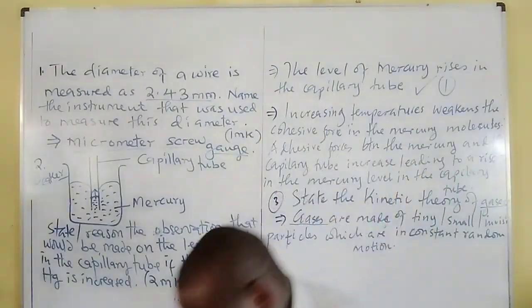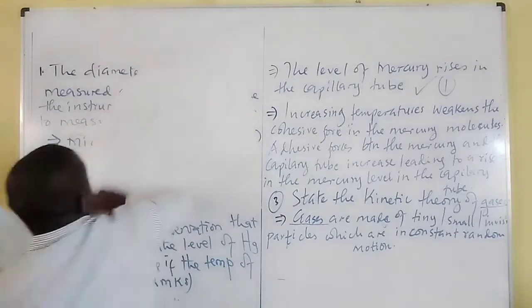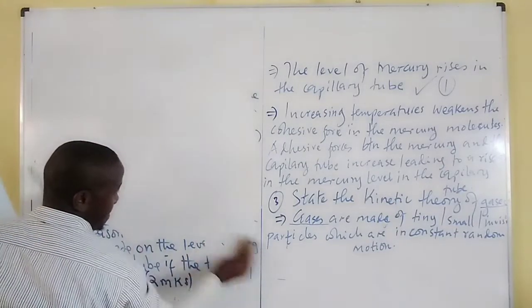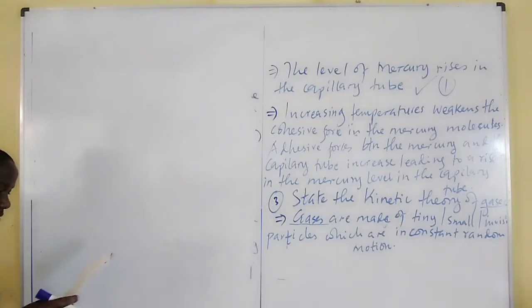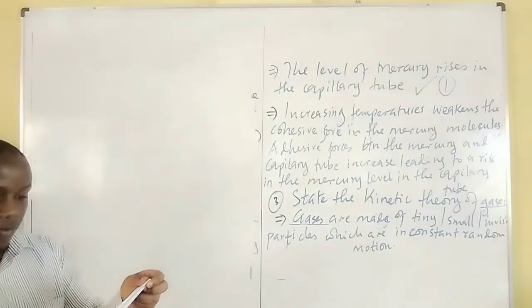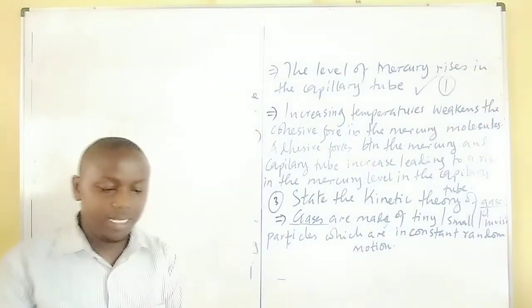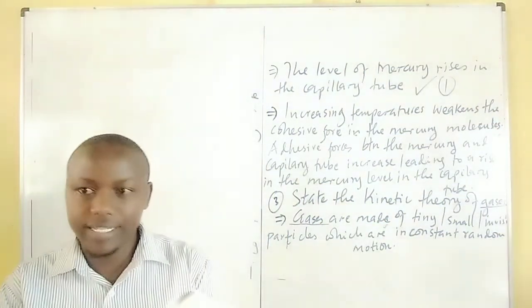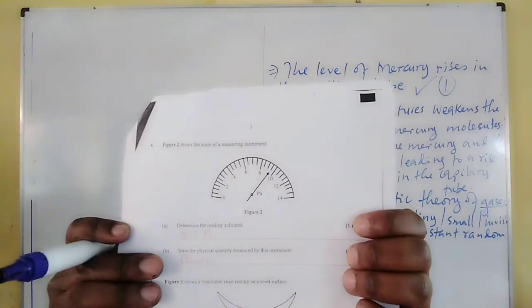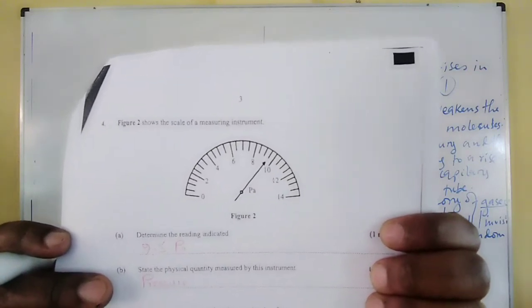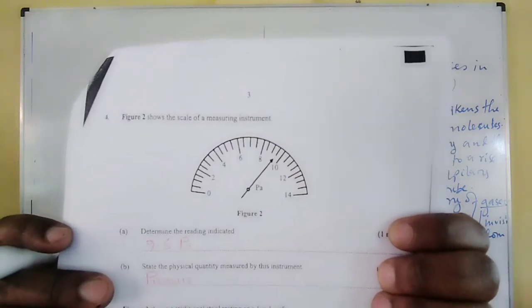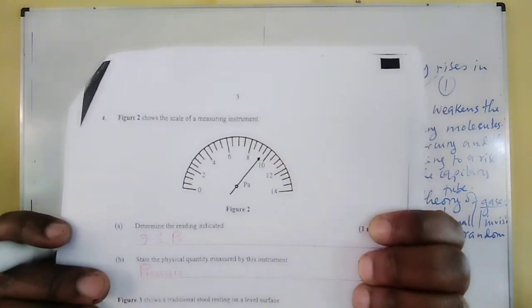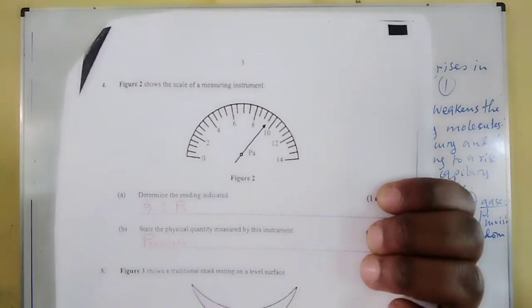So with that, we can now go to number 4, where we have a diagram. Figure 2 shows the scale of a measuring instrument. Therefore, we have a measuring instrument here, which has been drawn for us. I'll just project it so that everybody can see it. You can see the arrow where it is pointing. You can also read the scale: after 1 unit, to get to the other unit, there are 4 divisions.